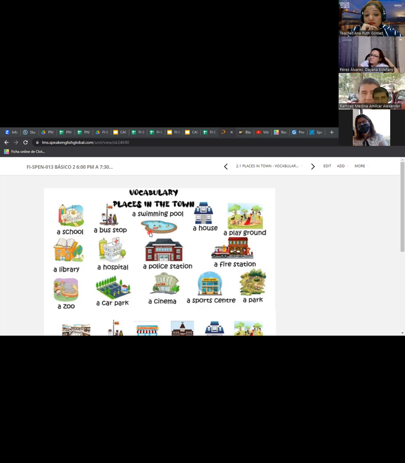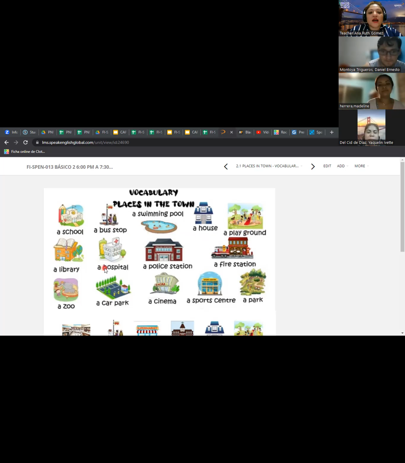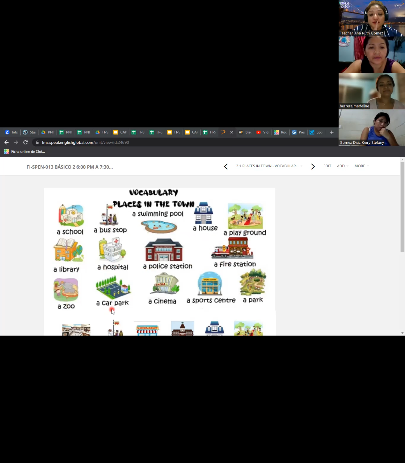A swimming pool? Yes. A house? Yes. A playground? Yes. Playground, teacher. Yes, right? Where children play in the park. In the park. All right. A library? Yes. A hospital? Yes. A police station? Yes. A fire station? Yes. A zoo? Yes. A car park? Yes.